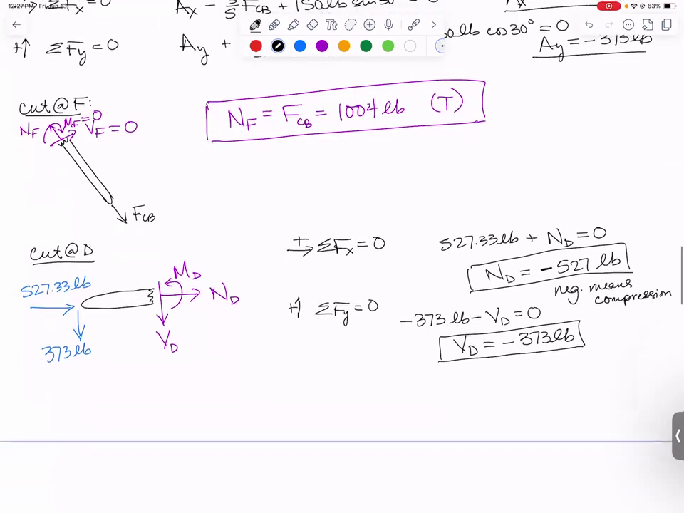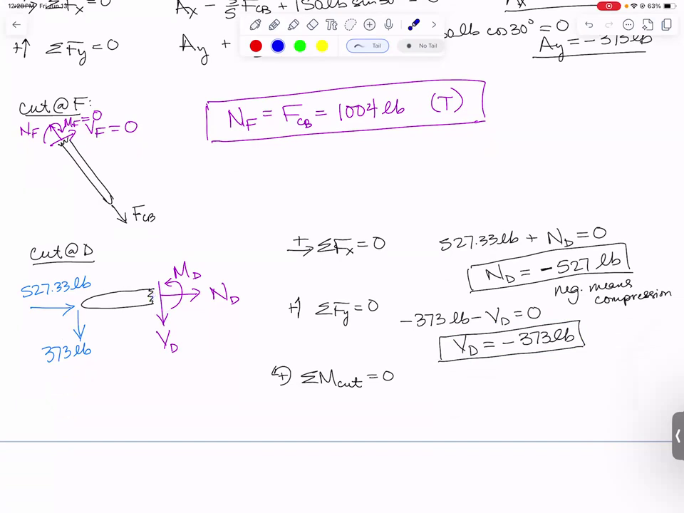And finally, we need to sum moments. My favorite place to sum moments is about the cut. And the reason for that is if I have messed up my shear force, well, when I sum moments about the cut, my shear force doesn't cause a moment. And so it won't propagate the error to yet another number. So I sum moments about the cut.